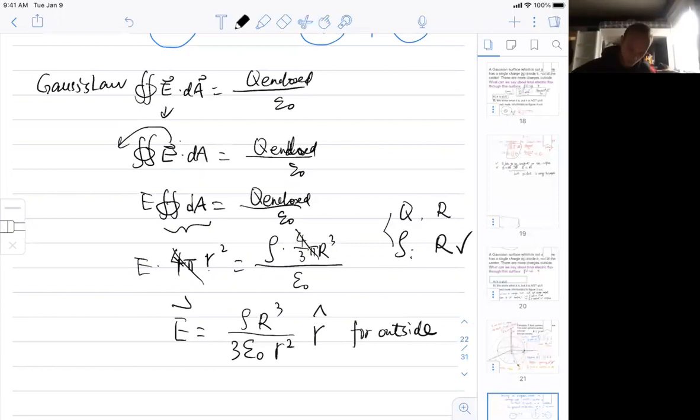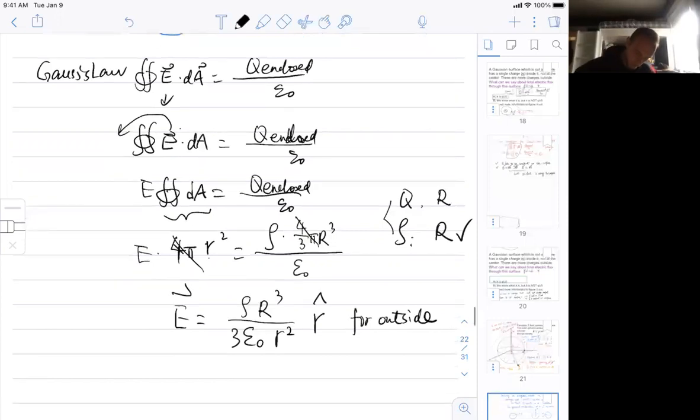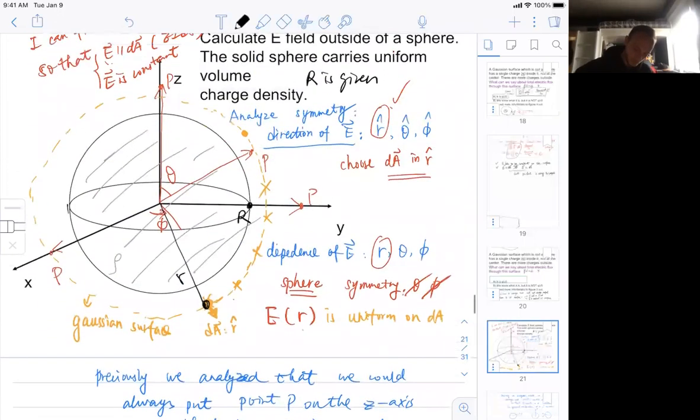Now, what if I ask you, what is the E field inside? So going back to this picture, what if you are looking at the E field inside at this random point, which is still at a location r away from center? So how do we calculate it if it's asking inside? What would the first step be? Same thing. Okay, so we still have the same symmetry. So again, we need a Gaussian surface. So let's draw the Gaussian surface.